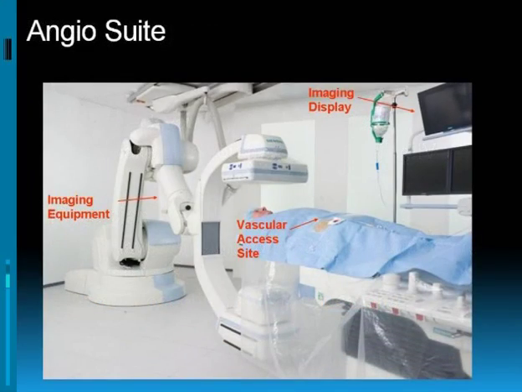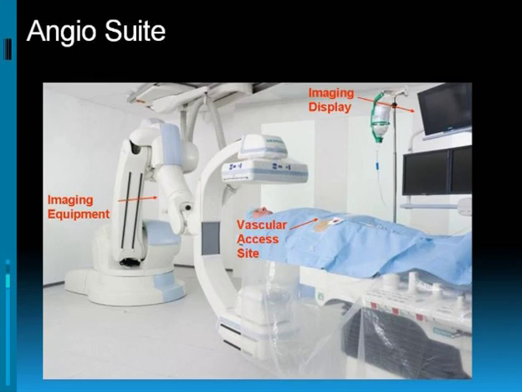Now, this is an example of what an Angio Suite looks like, and this is the type of room that you would be taken in for the actual procedure once you've finished your preparatory steps. At the left of the screen, you see the imaging equipment that we use to actually generate the x-rays that allow us to guide our catheters and monitor the procedure.